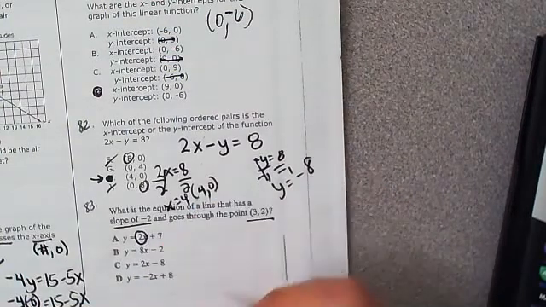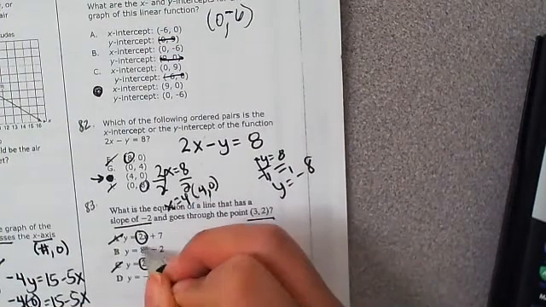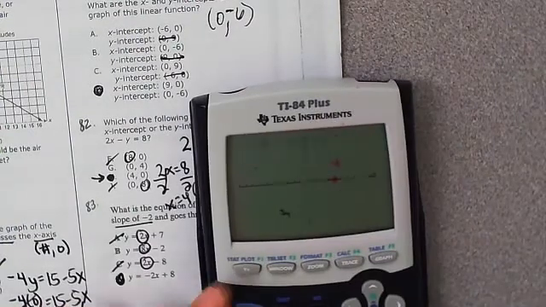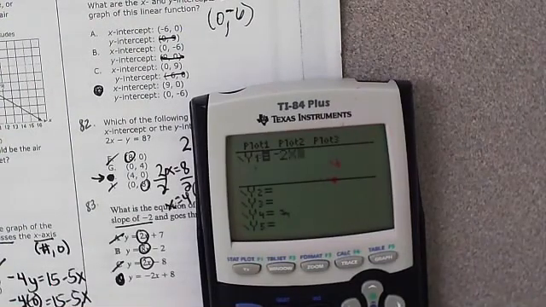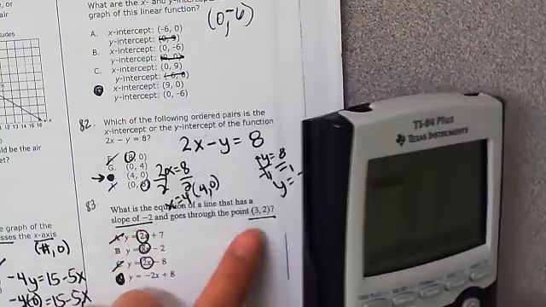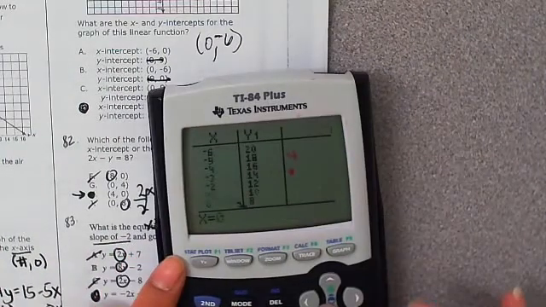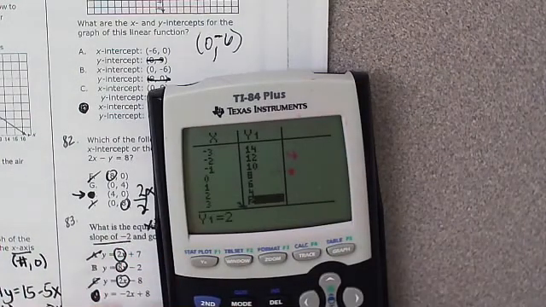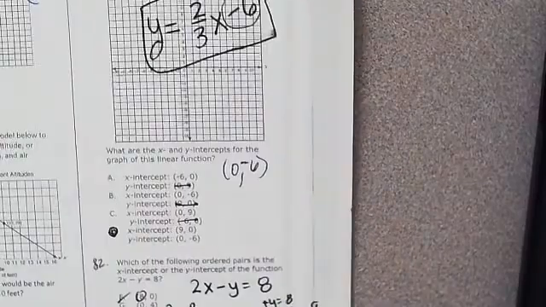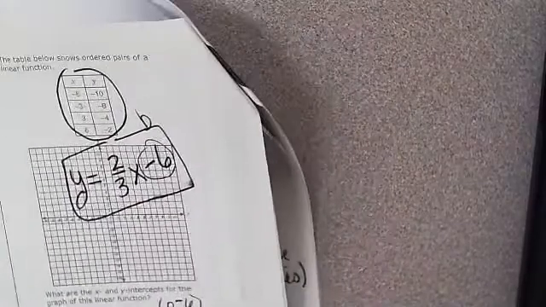Which equation of a line that has a slope of -2 goes through the point 3, 2? Well, if it's got a slope of -2, it can't be the positive 2x, and it can't be the 8x. Duh, it's this one. -2x plus 8 is the only one that has a -2 slope and goes through the point 3, 2. There it is.